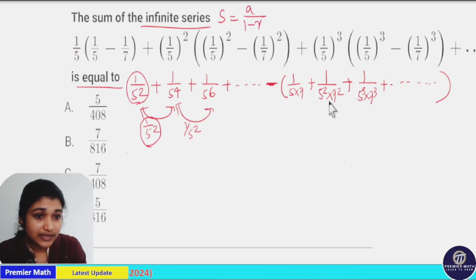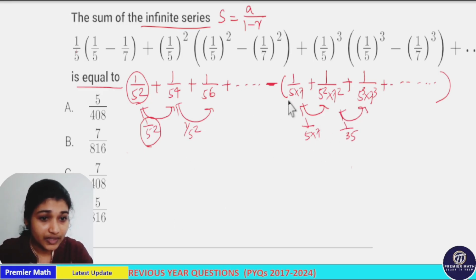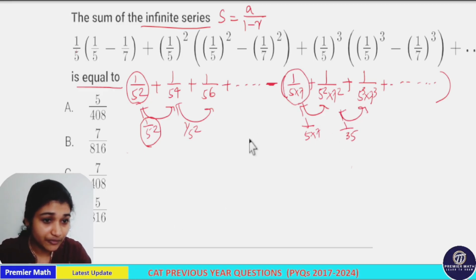Now you can apply the same with the second series as well, because cancelling these things takes a little time. So use the formula instead. Here the ratio between these two terms: 1 by 5 into 7 into 1 by 5 into 7 is equal to 1 by 5 square 7 square. So here the ratio is 1 by 5 into 7, that is each term ratio is equal to 1 by 35. And here the first term is 1 by 35 as well.